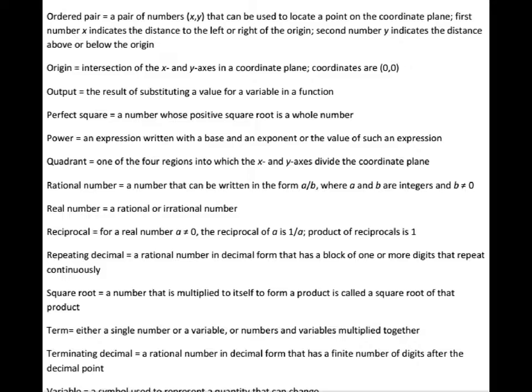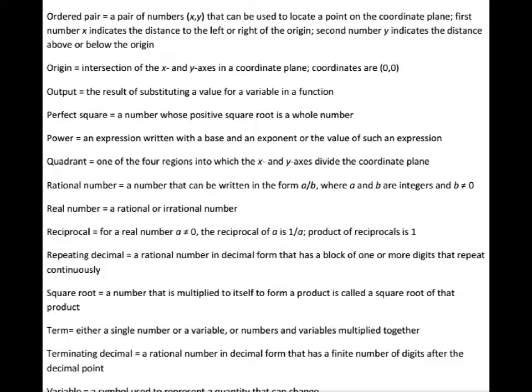Perfect square, a number whose positive square root is a whole number. Power, an expression written with a base and an exponent or the value of such an expression. Quadrant, one of the four regions into which the x and y axes divide the coordinate plane.